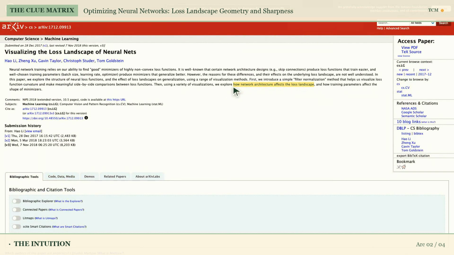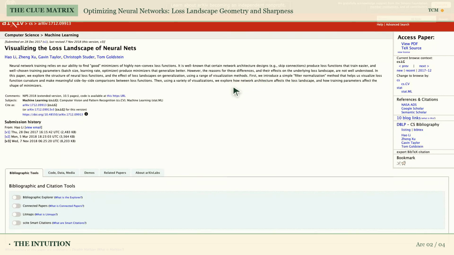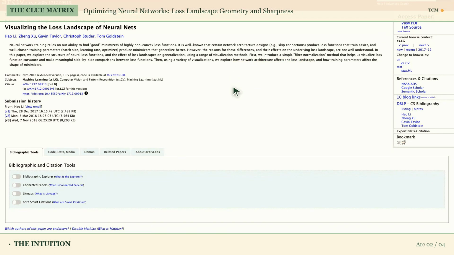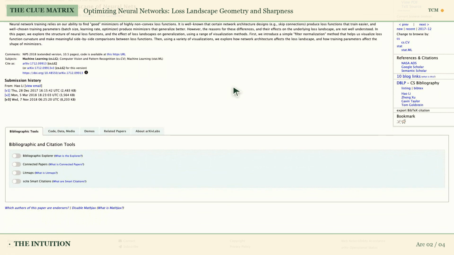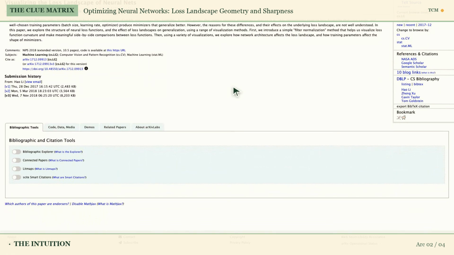Precisely. The authors visualize how network architecture affects the loss landscape, showing that some designs, like skip connections, naturally lead to flatter, easier to navigate landscapes for training. It turns out that training parameters produce minimizers that generalize better. It's not just about the model's architecture, but also how we train it: the batch size, learning rate, and optimizer choices.